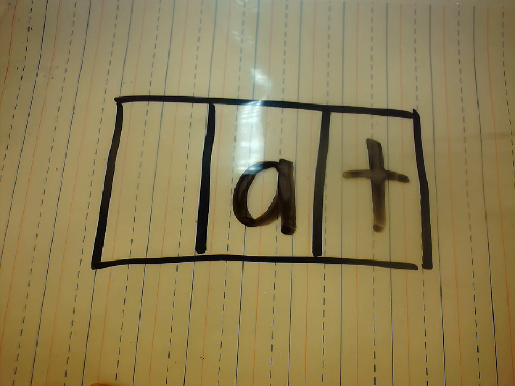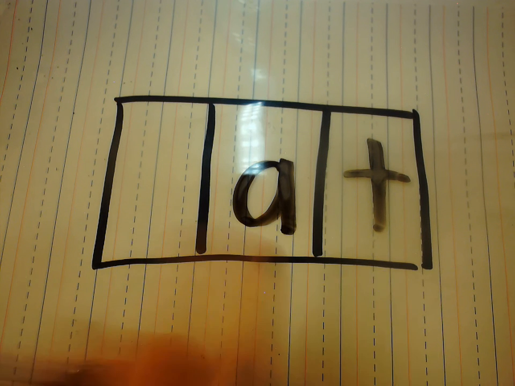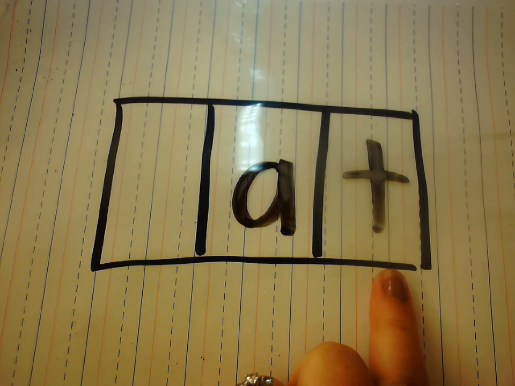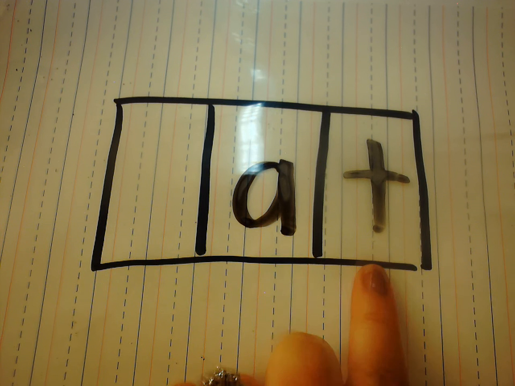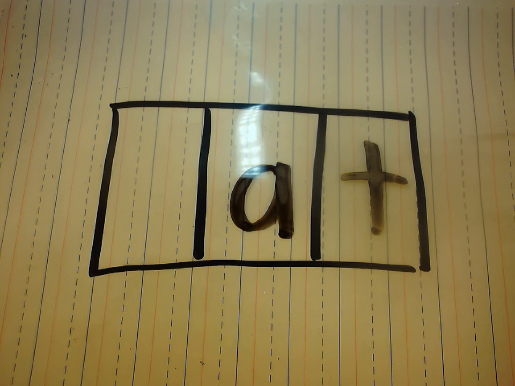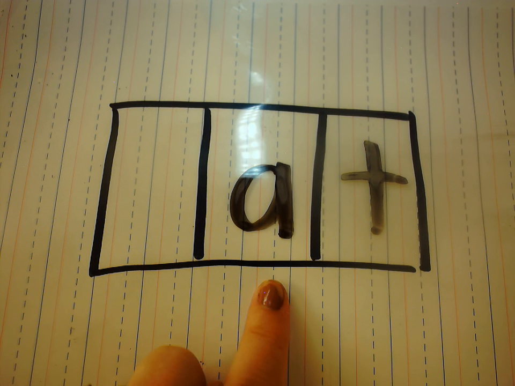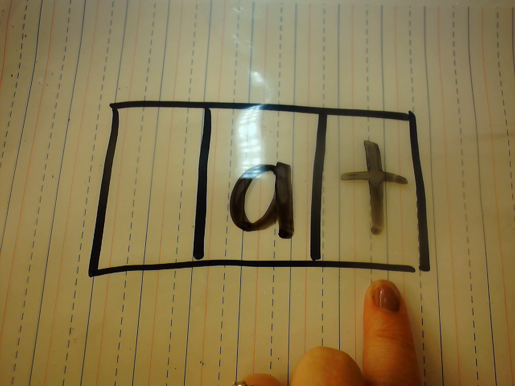Hey friends, we're going to do CVC words today. This is our CVC box because there's a consonant, a vowel, and a consonant. You can see already that there's an A and a T for the middle and the end. That means all of our words are going to be at words. The middle sound will be ah, and our end sound will be t every single time.